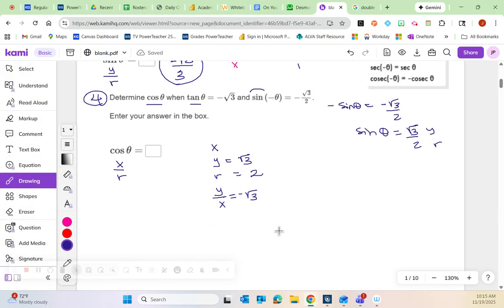And then if we go down here and we look at tangent is y divided by x, so y is square root of 3 divided by x has to be equal to negative square root of 3. Then x would have to be negative 1. It's kind of like putting pieces of a puzzle together. So we're looking for cosine, which is x over r. So cosine is going to be negative 1 over 2. It might be written like this, or it might be written with a negative right out in front. So you could put the negative with the top because that's the x, but remember radius is always positive.